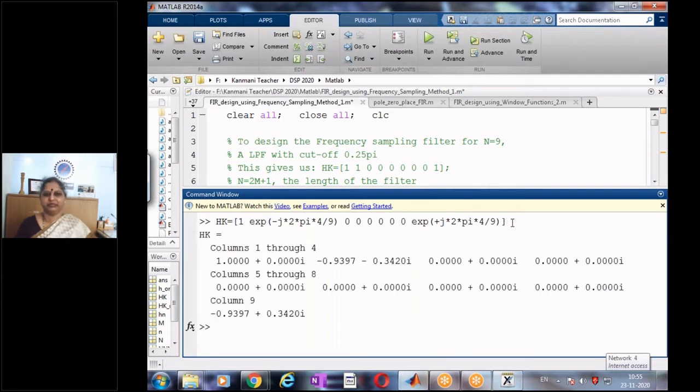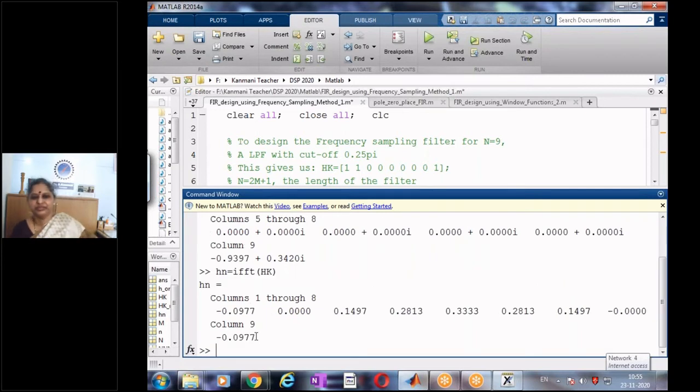Let me just see. All the values, first value is a 1, and everything else is a 0. The last value is a complex conjugate of this. So now my h of n, what is my h of n? It's just the inverse DFT of H of k. So this is my result now: minus 0.09, 0, 0.149, 0.28, 0.33, and by even symmetry, I get the same values.